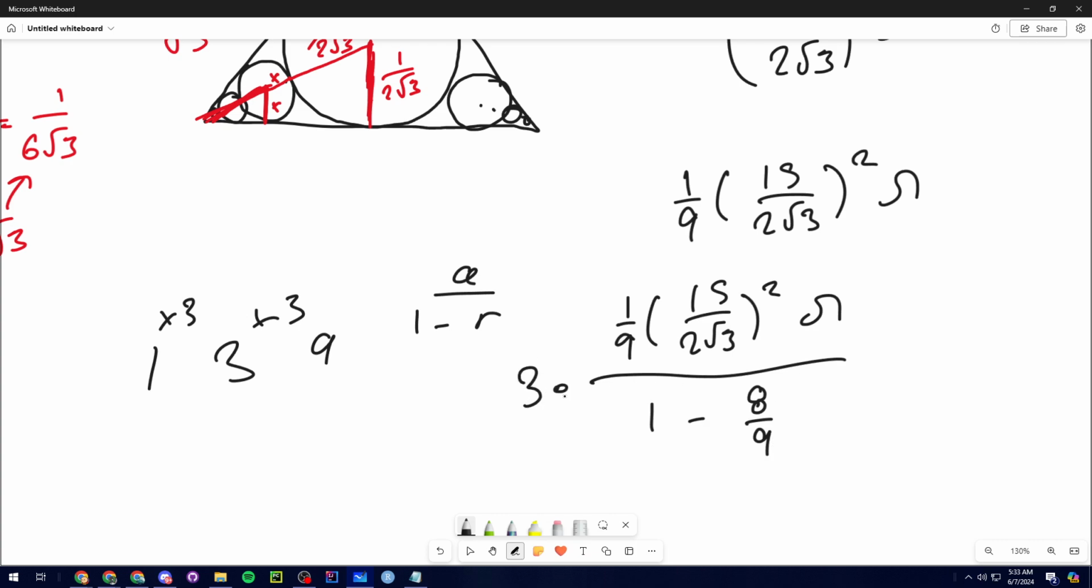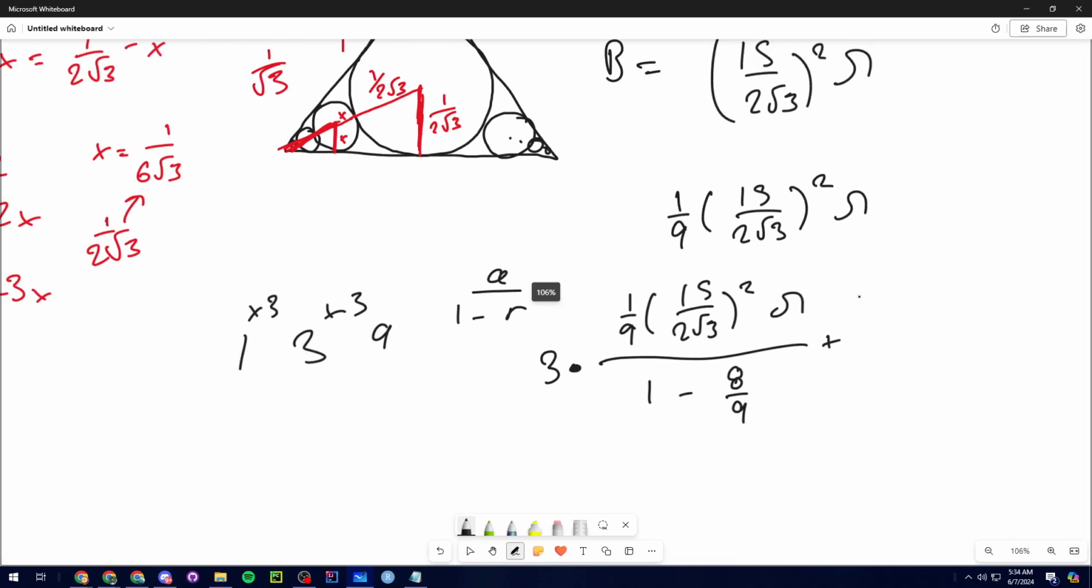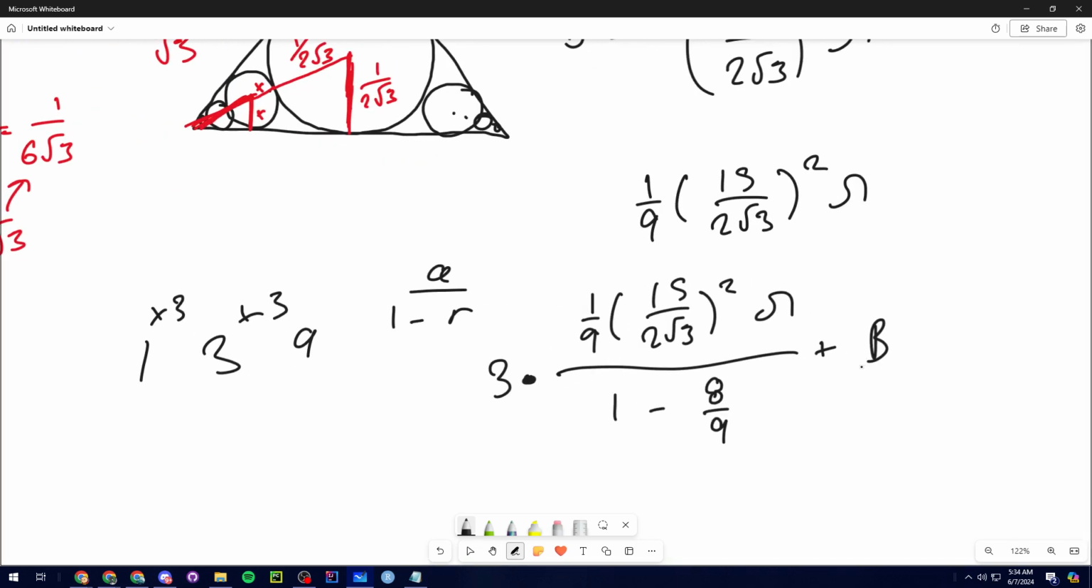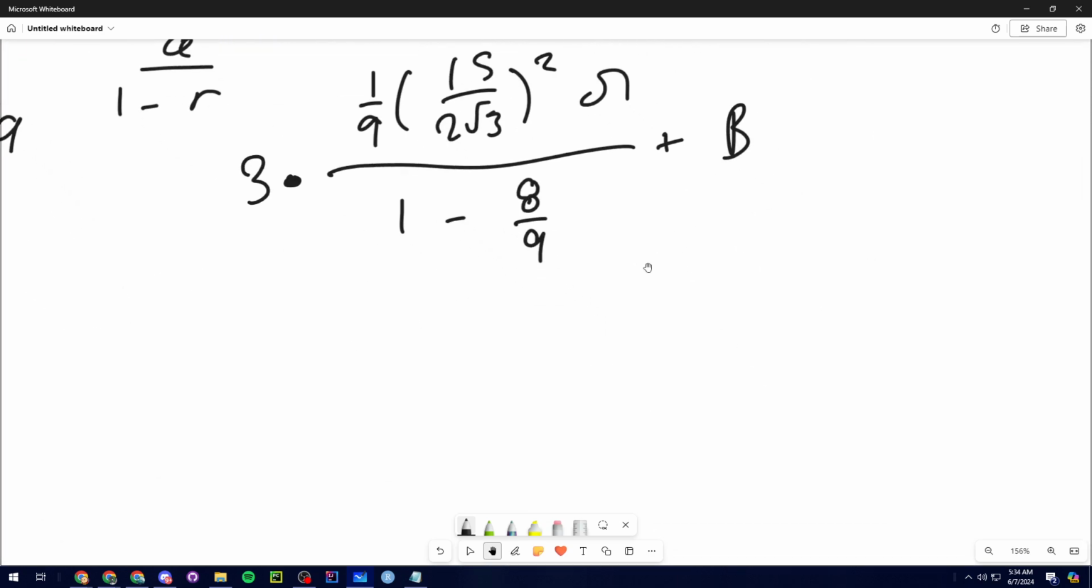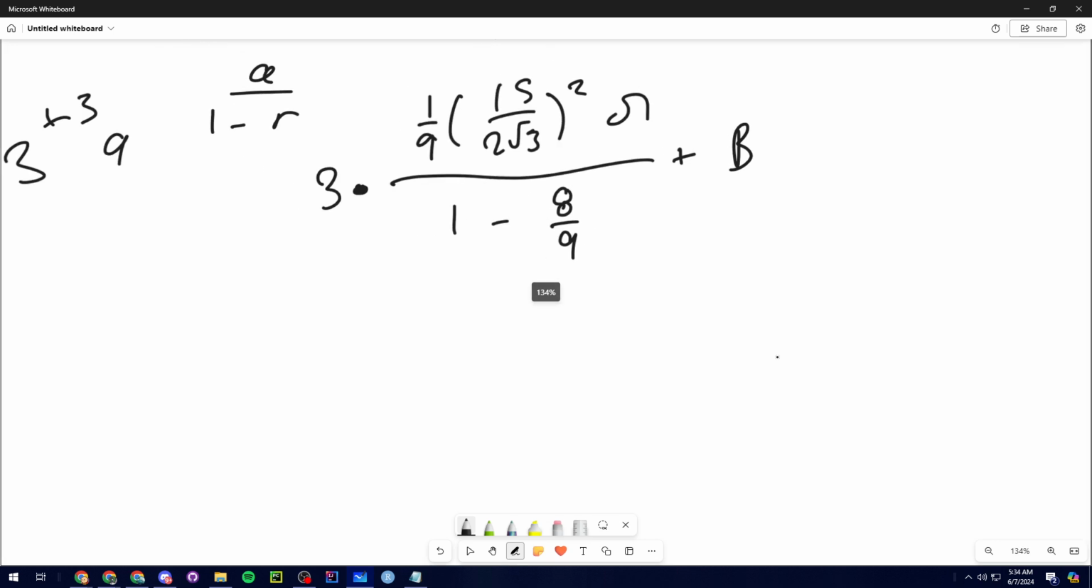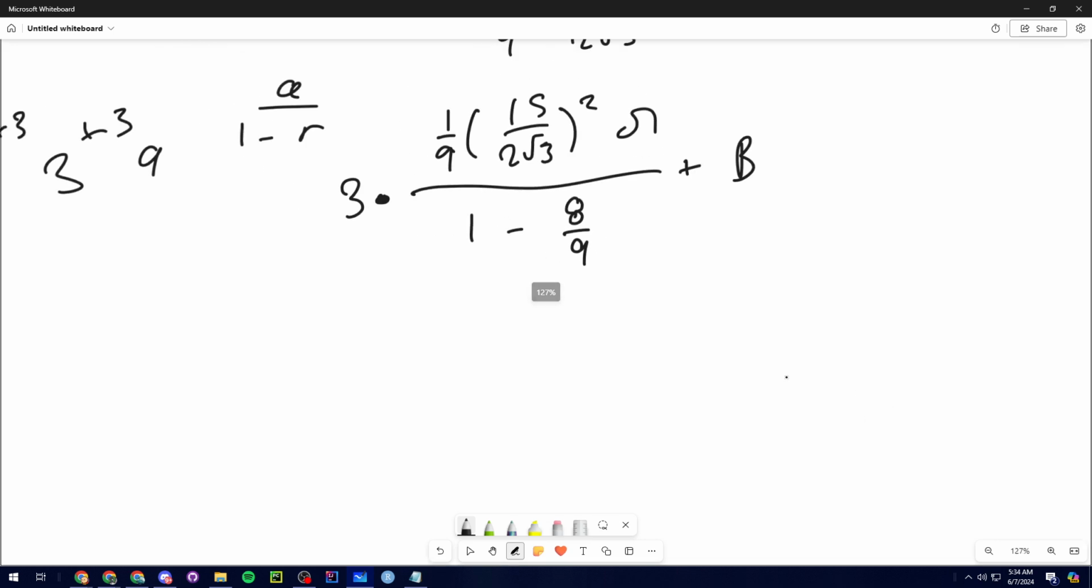And then there's 3 of those. So I know we did a lot of math in that one step, but basically this is just corresponding to that. And then there's 3 of those, and then we're adding our original circle. I'm just going to leave that as B because I don't want to see all this math on the screen. A lot of math, but this is a hard problem too, so I'm giving it its due for doing a lot of work.